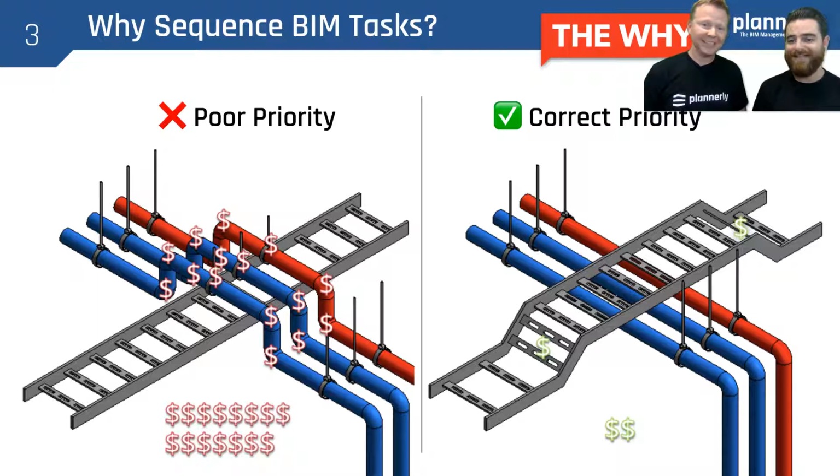Good question. Well, if we get them in the wrong sequence, even if we were to avoid a clash, it still might cost us more money. So the one on the left-hand side, the one that says poor priority, even though there are no clashes, it's going to cost us more money in the bends, in the welds, in the hangers and supports, versus if we had correctly prioritized the plumbing before the cable tray.